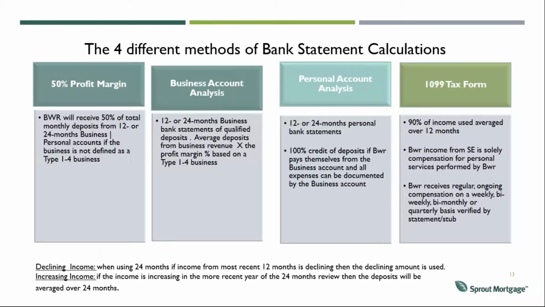We use 4 different methodologies when determining income to qualify on our bank statement program. In general, we use 50% of the average total monthly deposits over a 12 or 24 month period to determine the income. On the business account analysis method, that calculation is based on the average qualified deposits for the last 12 or 24 months. We'll multiply that by the profit margin and then by the ownership interest percentage of the borrower.